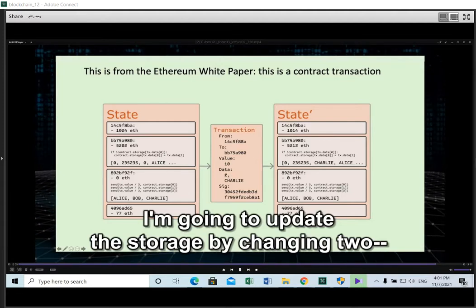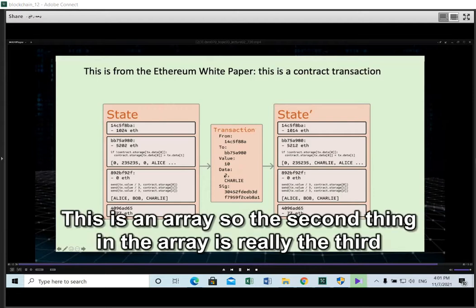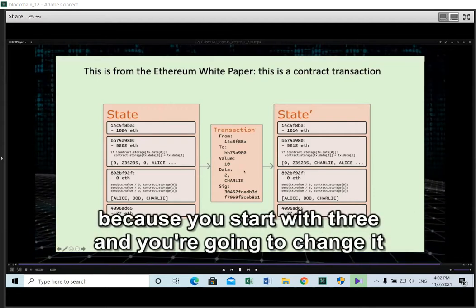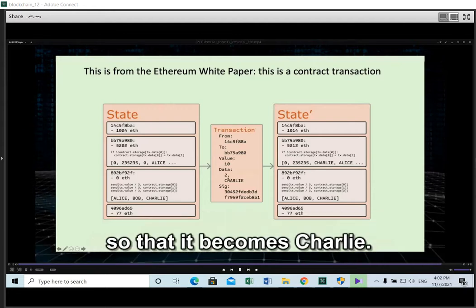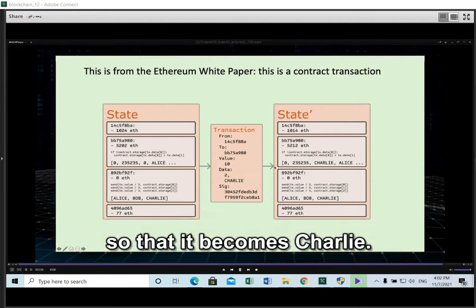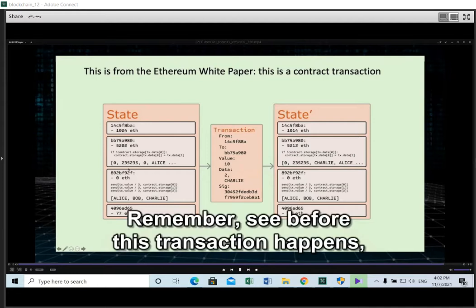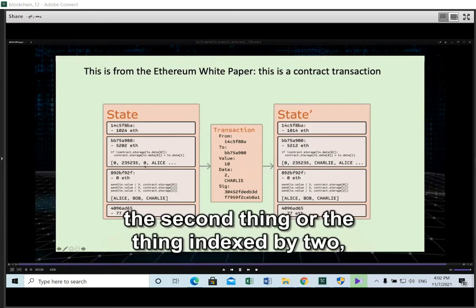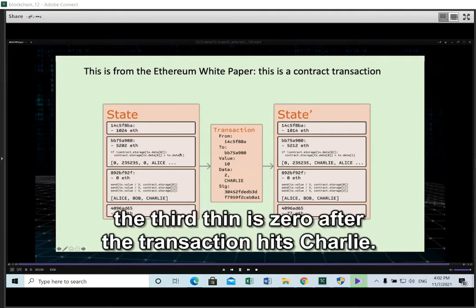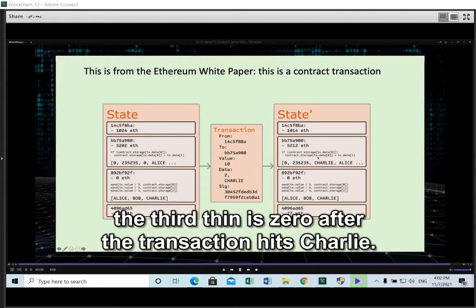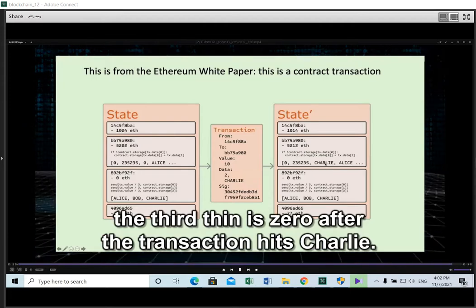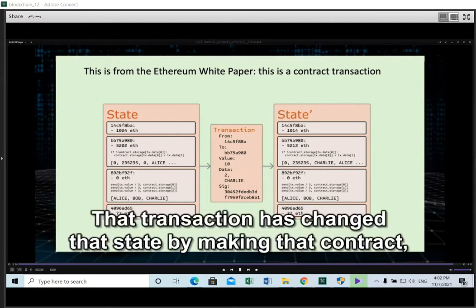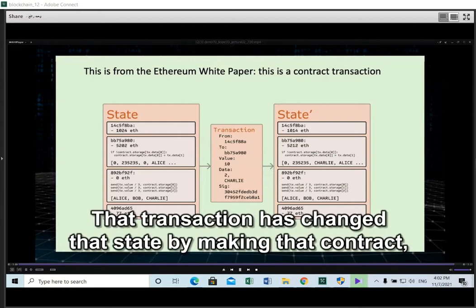this is an array, so the second thing in the array is really the third, because you start with 0, and you're going to change it so that it becomes Charlie. So remember, before this transaction happens, the thing indexed by 2, the third thing, is 0. After the transaction, it's Charlie. That transaction has changed that state by making that contract change the storage.